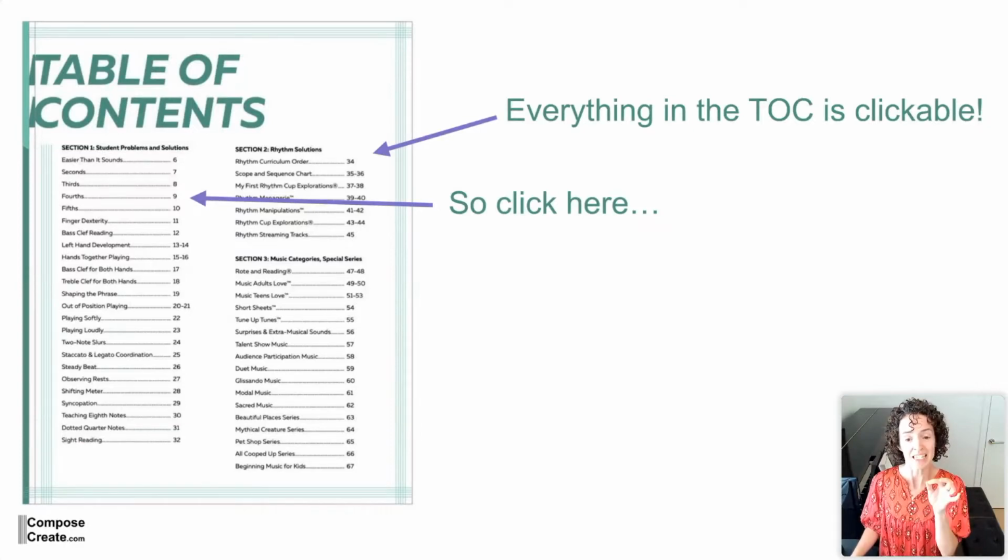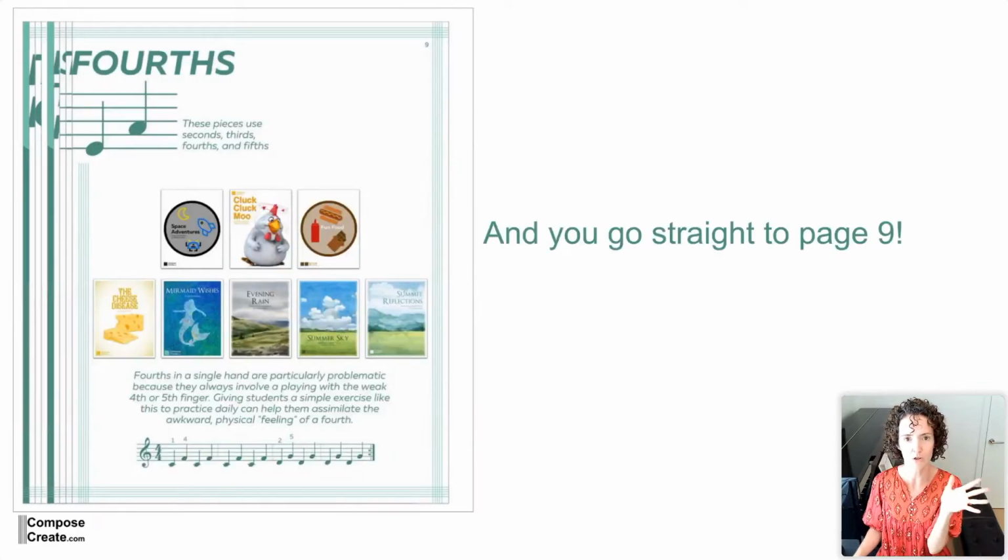Now, the table of contents, everything is clickable. Again, thank Amanda for that. So all you have to do is look through the table of contents and say, oh, this looks interesting. Here's a whole page on 2-note slurs. If you click on it, it'll take you right to the page. So in this case, if you click on the page that says fourths, boom, it goes straight to page 9.